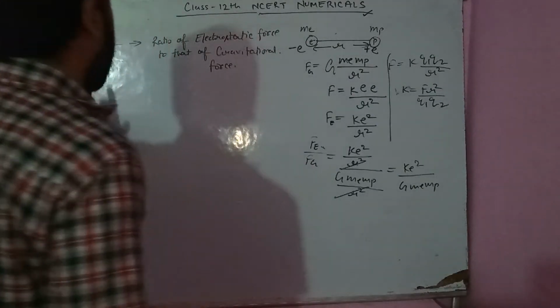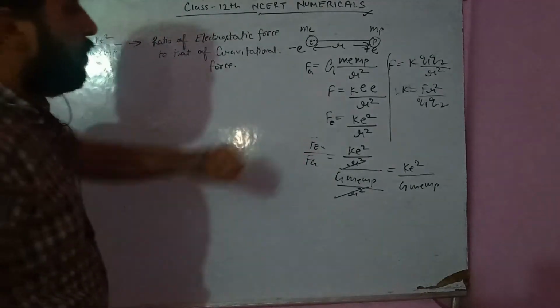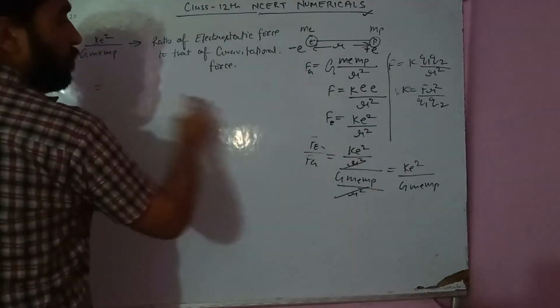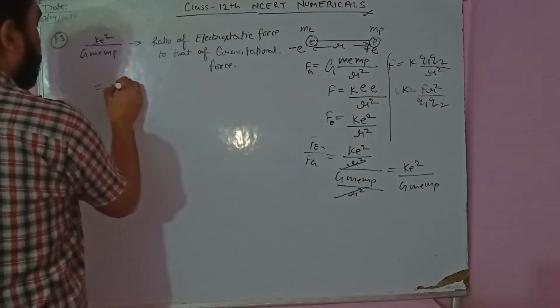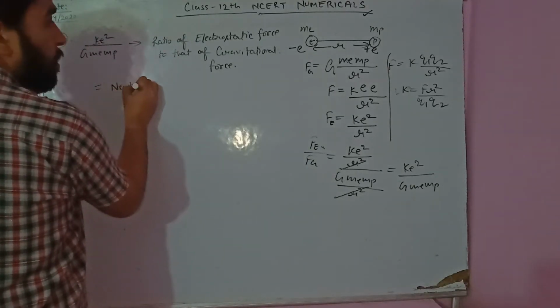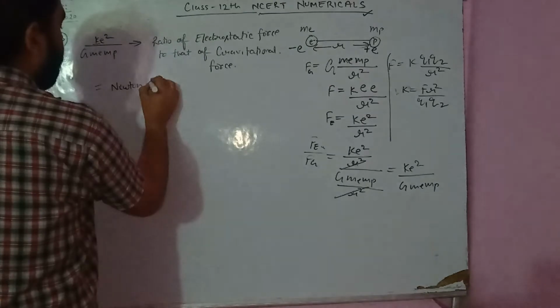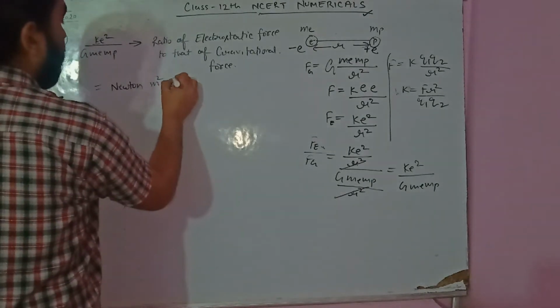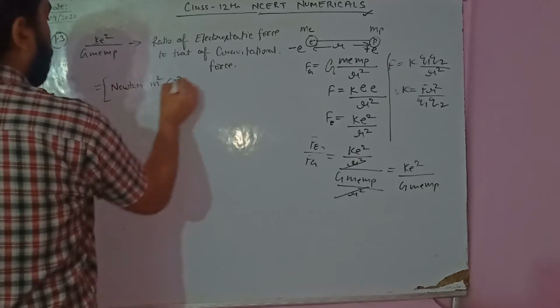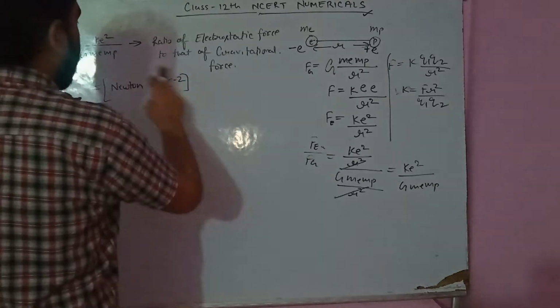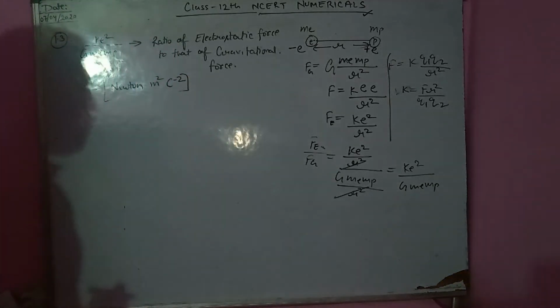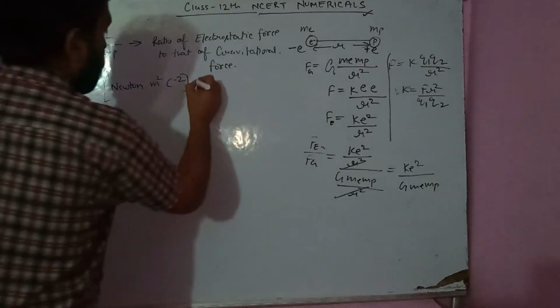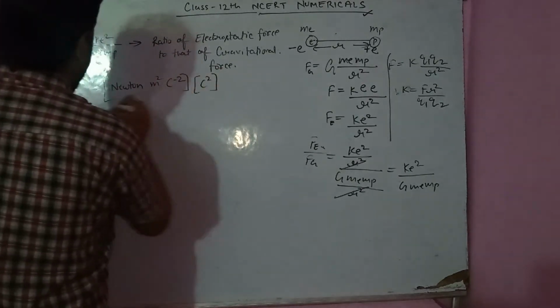Now students, k is F r square divided by Q1 Q2. Force is in newton, r square is meter square, upon Q1 Q2, so coulomb to the power minus 2, into e square. What is e? e is charge. What is the unit for charge? Coulomb. So that will be coulomb square divided by G Me Mp.